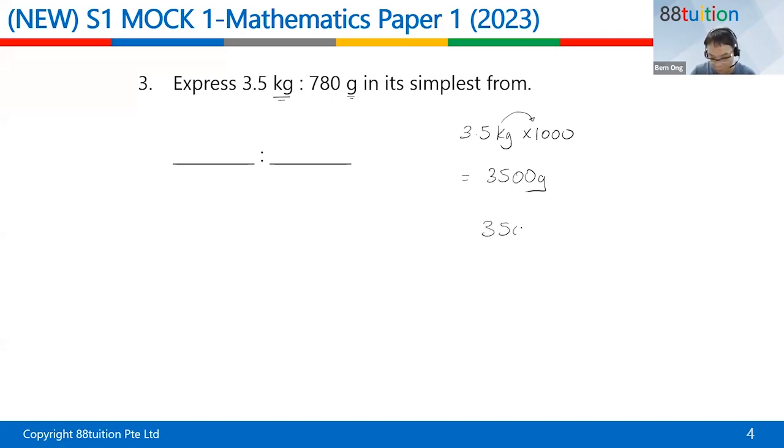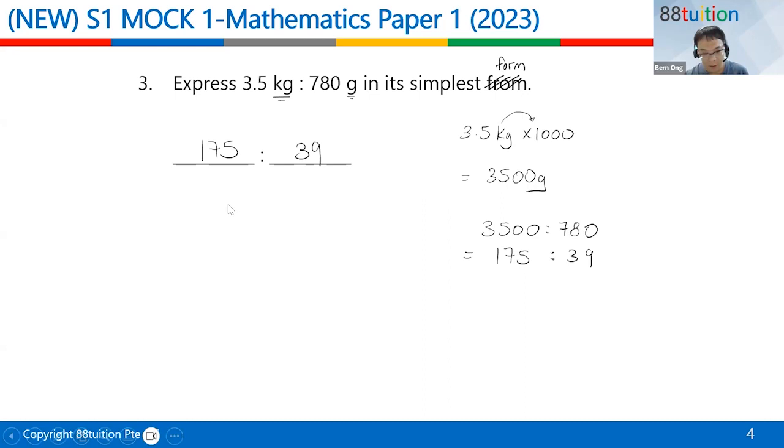So it's 3,500 is to 780. My advice to you is to press your calculator, because ratio and fraction are the same. Just press 3,500 over 780. You should get 175 is to 39. So always write down your lowest term, the simplest form. 175 is to 39. This one is the simplest form. Okay, easy.